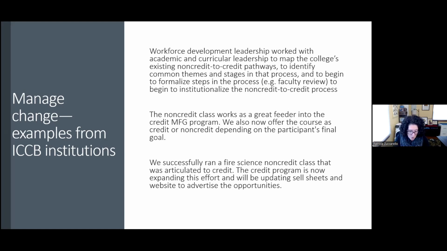The middle one I thought was interesting because, again, it nods to this idea of continuous improvement and how this course flexes non-credit to credit, looking at student interest and student voice. And then finally, the last one here again, kind of a nod to thinking about marketing and making sure that as part of how we communicate the vision, we're updating sell sheets and websites, and that that's all part of how we manage the change.